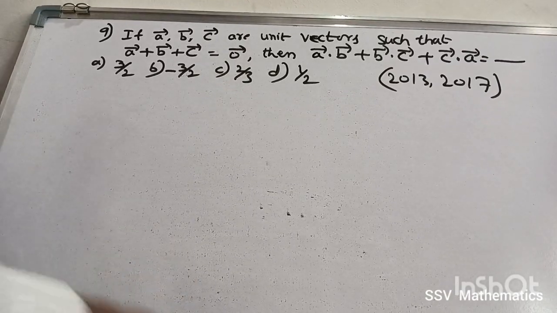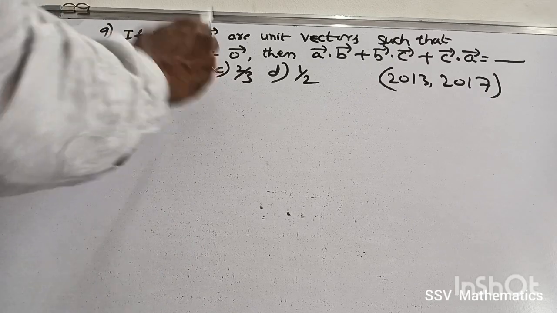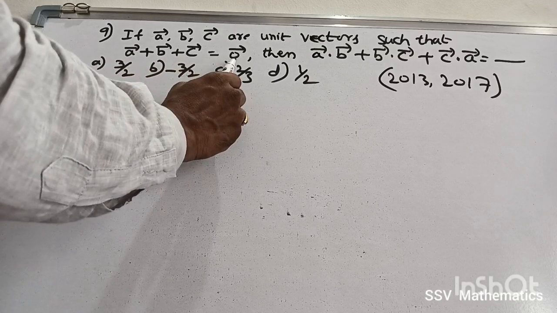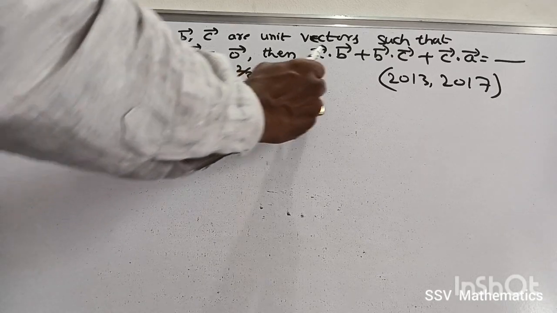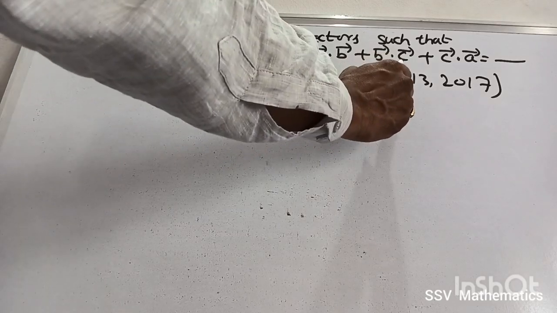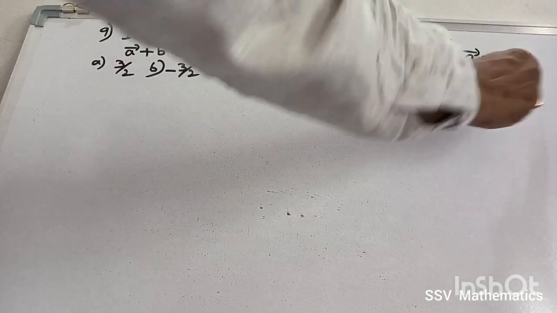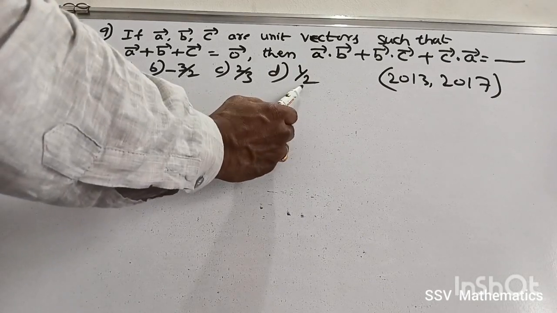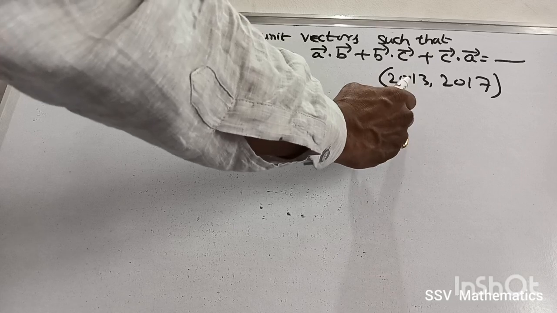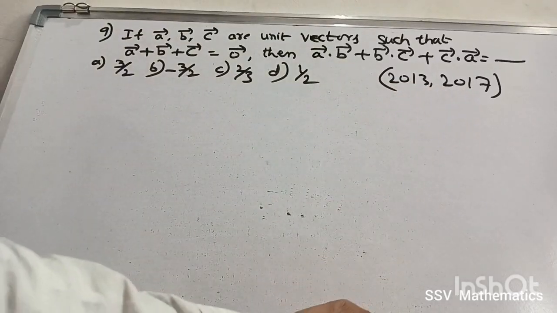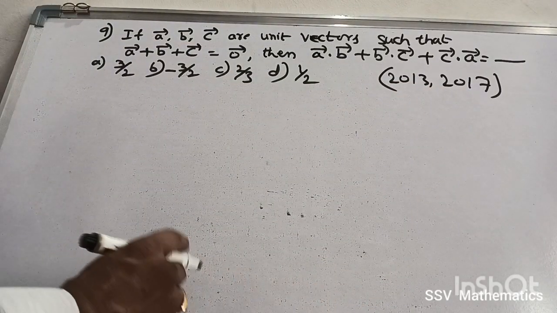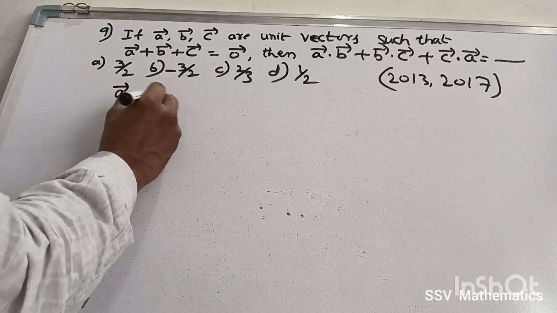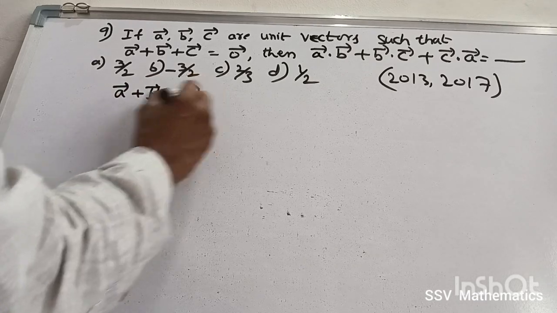Next problem. If vector A, B, C are unit vectors such that A plus B plus C is equal to 0 vector, then A dot B plus B dot C plus C dot A is equal to dash. Options are 3 by 2, minus 3 by 2, 2 by 3, 1 by 2, asked 2 times, 2013, 2017, KCET.